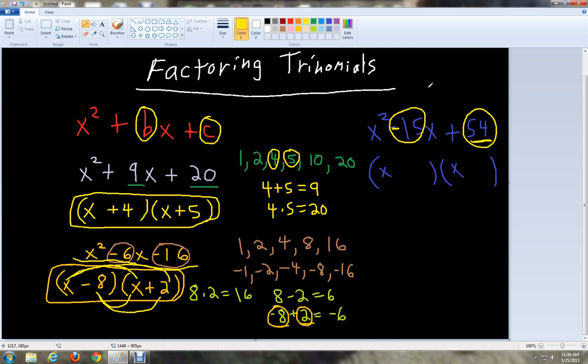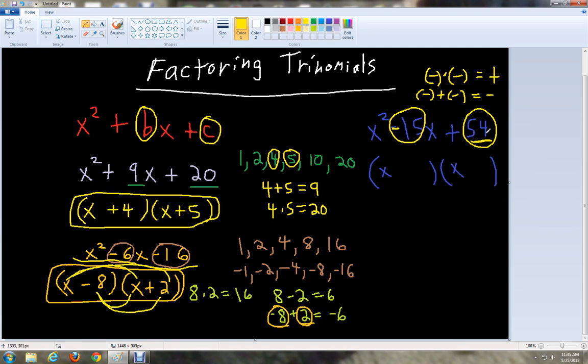If I multiply two negative numbers together, negative times negative is positive, which is true here. And if you add a negative number to another negative number, you're going to get a negative number. So I know that both of my factors in this case have to be negative. So that cuts your guesswork significantly as far as which numbers to use.